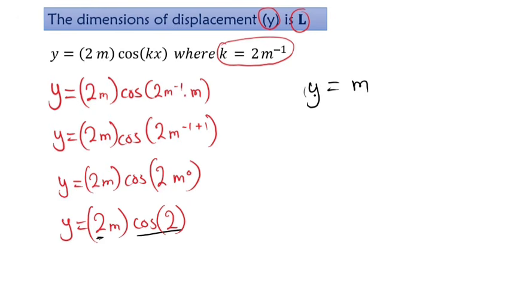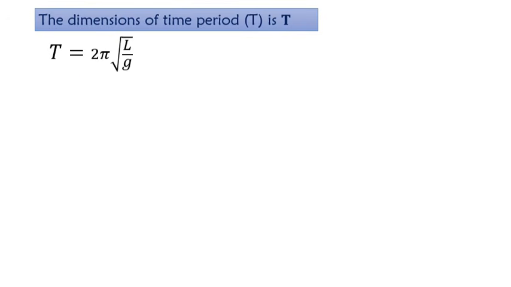Now, y is representing displacement, and displacement has the dimension L, while m is for meter, and the meter dimension is L. So since the left is equal to the right, this equation is dimensionally consistent.